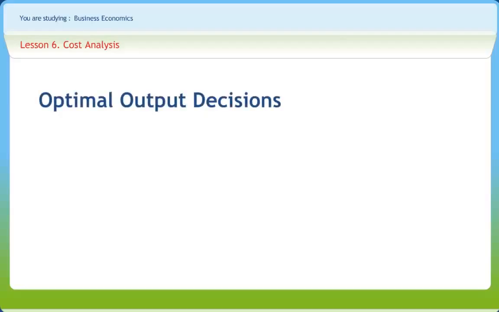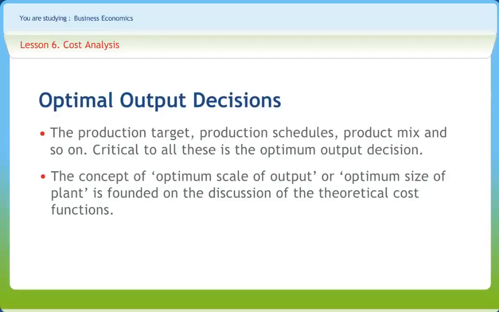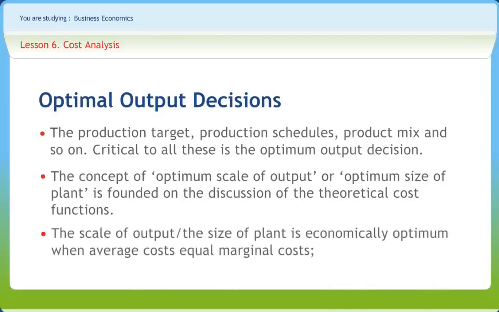The production manager and his team members are required to guide their workforce by stating the production target, production schedules, product mix, and so on. Critical to all these is the optimum output decision. The concept of optimum scale of output or optimum size of plant is founded on the discussion of theoretical cost functions. The scale of output or the size of plant is economically optimum when average costs equal marginal costs. And this happens at the minimum point on the average cost curve, assuming a U-shaped average cost curve.